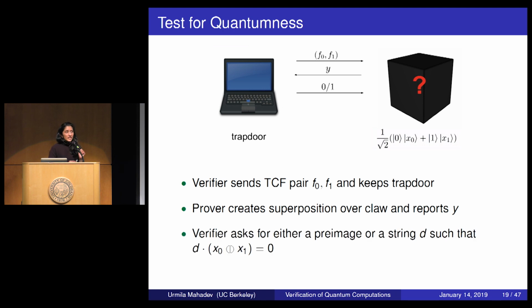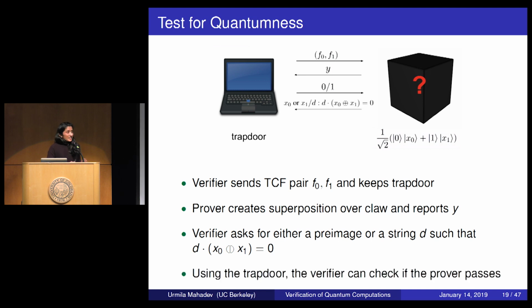Now the verifier chooses to test the prover in one of 2 ways. Either he asks for a pre-image, or he asks for a string D which satisfies this equation that we talked about earlier. If the machine was a quantum machine and did create this superposition over the state, then this is very easy. If the verifier asks for a pre-image, the quantum computer measures in the standard basis and gets either 0,x0 or 1,x1. If the verifier asks for a string D, then the prover measures in the Hadamard basis, and now he'll obtain a string D which satisfies this equation.